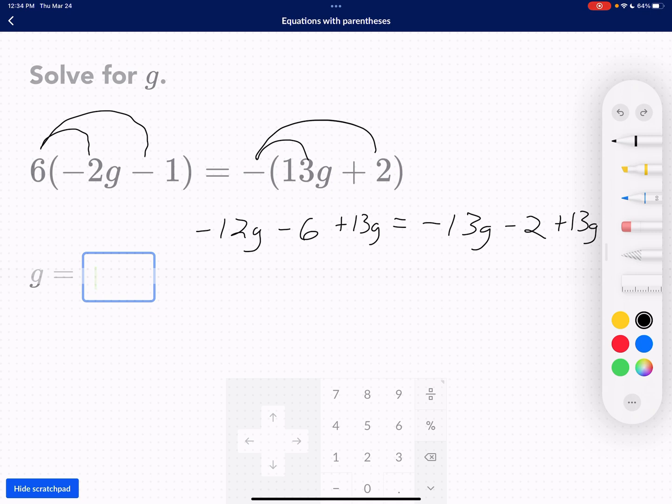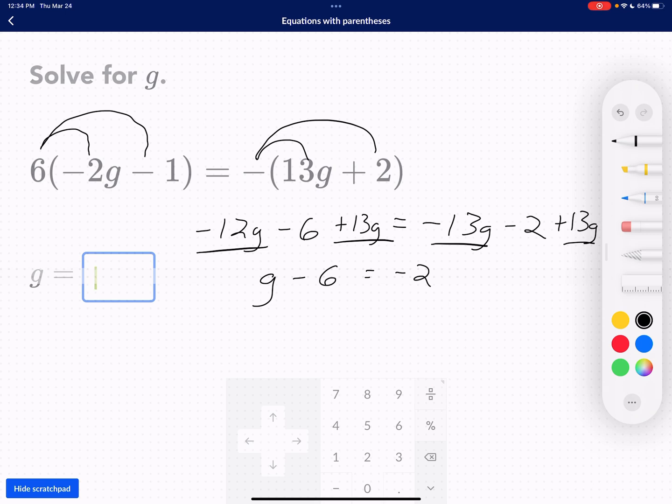So on the left side, I have -12g plus 13g is +1g. The -6 is unaffected. And on the right side, I get -13g plus 13g is 0. That's why I wanted it to go away, because when you add 0, it doesn't do anything. It's the additive identity. So this and this cancel with each other or add together to be 0. And I just get -2.